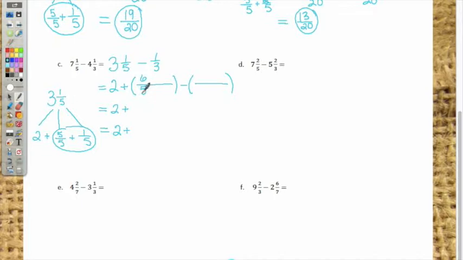What's that? 6/5. And what am I subtracting? 1/3. So how are you doing? Good. Okay, so get that much done and then you know how to finish it. Okay? You will have one similar to this on your exit ticket, but we'll get to that in a little bit, okay?